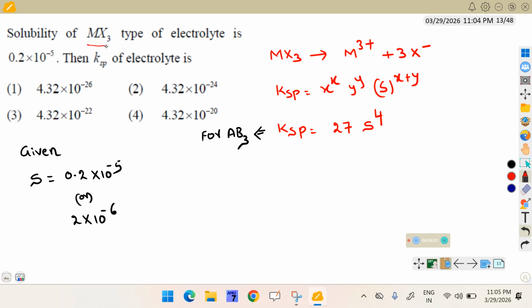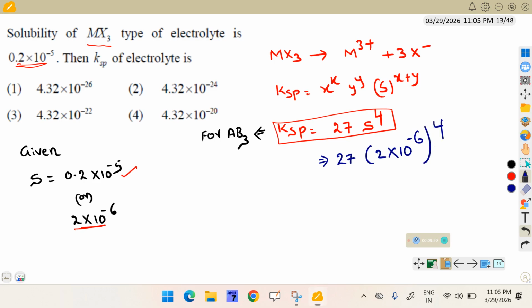Solubility of MX3 type of electrolyte is 0.2 into 10 power minus 5. It can be written as 2 into 10 power minus 6 also. Then KSP of electrolyte is. For AB3 type of salt, KSP formula is 27 S power 4. Substitute 27 S power 4, 2 into 10 power minus 6 whole power 4. Simplify. Then you will get 432 into 10 power minus 24, or it can be written as 4.32 into 10 power minus 22. Correct option is third option.